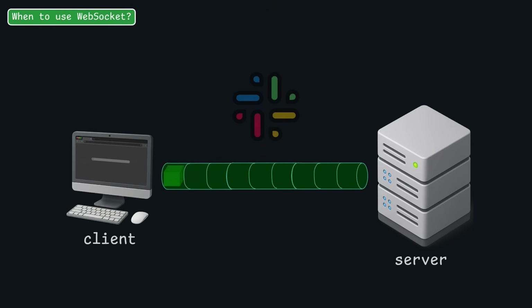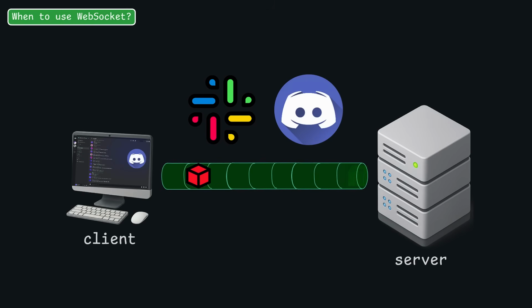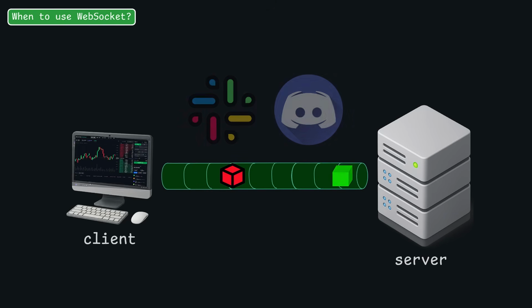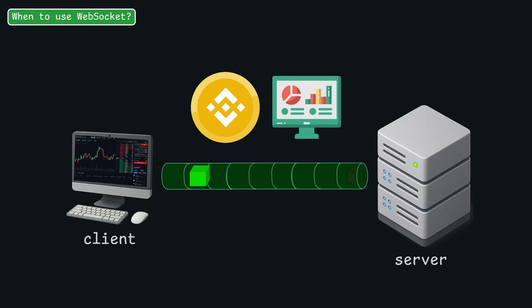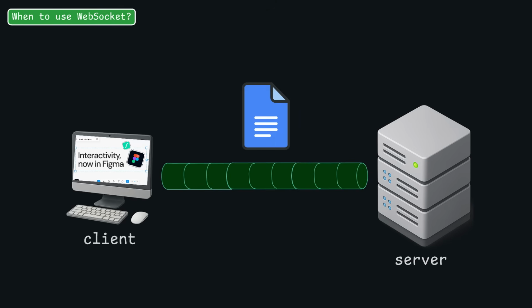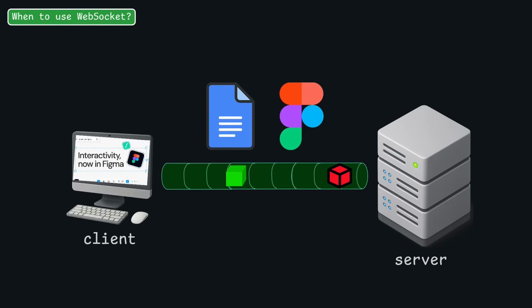This technology is indispensable in live chat environments such as Slack or Discord because it ensures that messages appear instantly for all participants, maintaining the natural flow of conversation. In the world of finance and analytics, WebSockets are used to power real-time dashboards. Because stock prices and server metrics fluctuate every second, they require a constant stream of data to remain accurate. Similarly, collaborative platforms like Google Docs or Figma rely on this persistent connection because every keystroke or design tweak must propagate to other users immediately to prevent version conflicts.